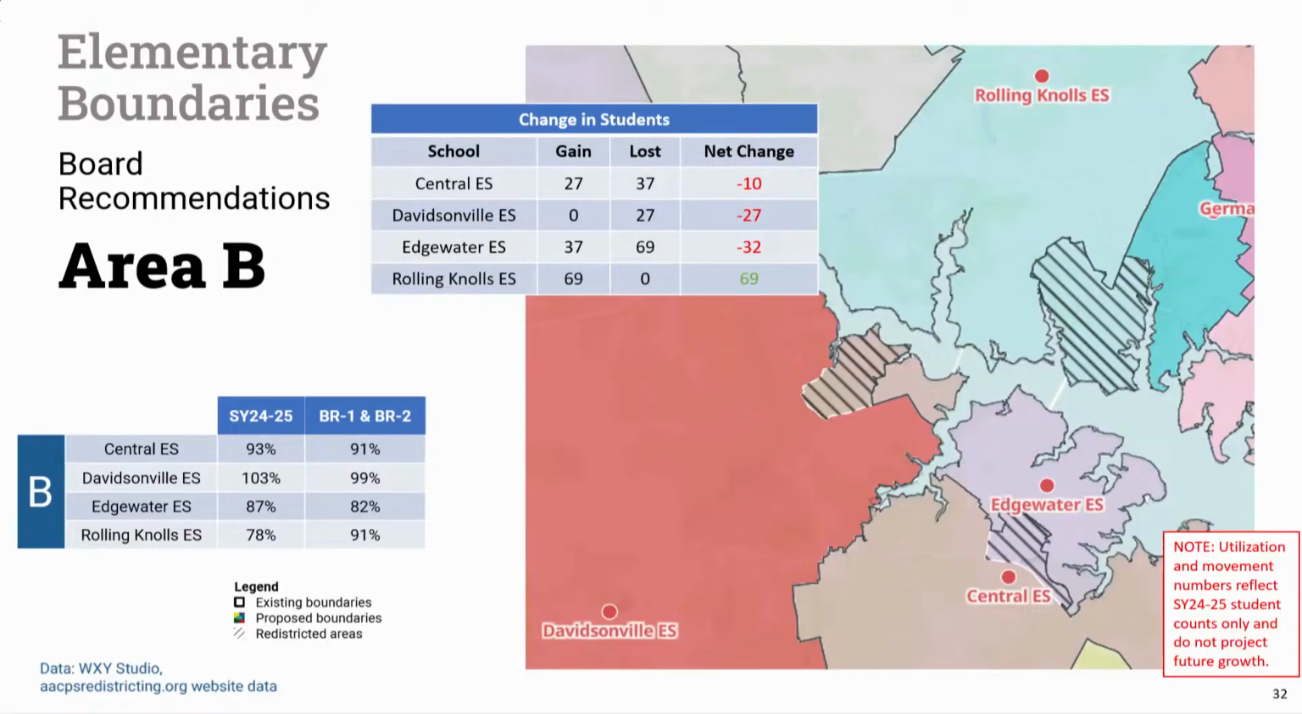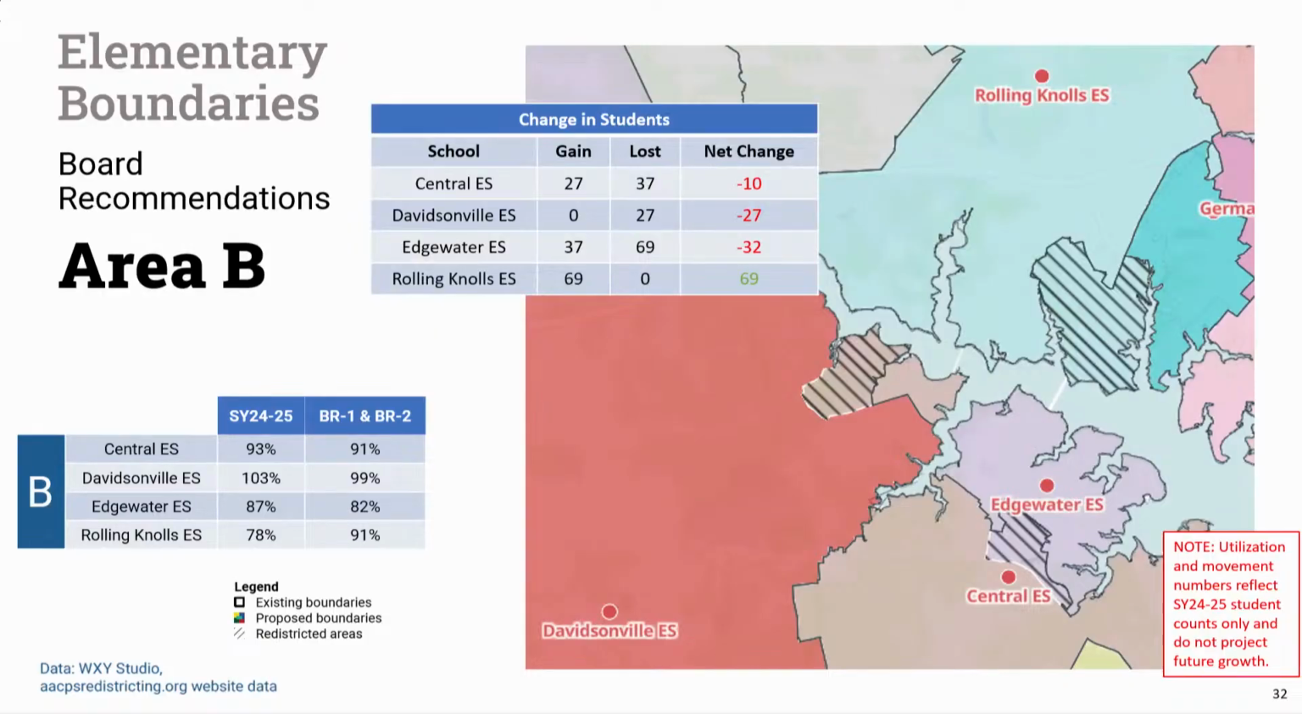In Area B, BR1 and BR2 also recommend moving the Glen Isle and Hamilton neighborhoods from Davidsonville Elementary to Central Elementary to maintain most of the current boundaries there. This move helps preserve the majority of the current Davidsonville Elementary boundaries with a 99% utilization. For Central Elementary School, 27 students are gained from Davidsonville and 37 students are moved to Edgewater in the hatched purple area. This results in a net loss of 10 students at Central Elementary and 91% utilization.